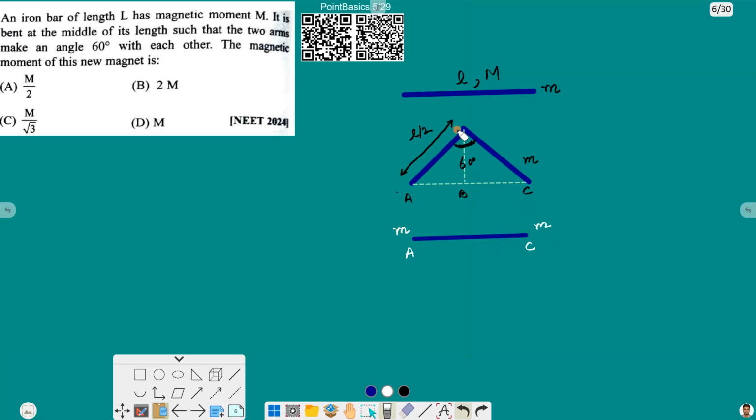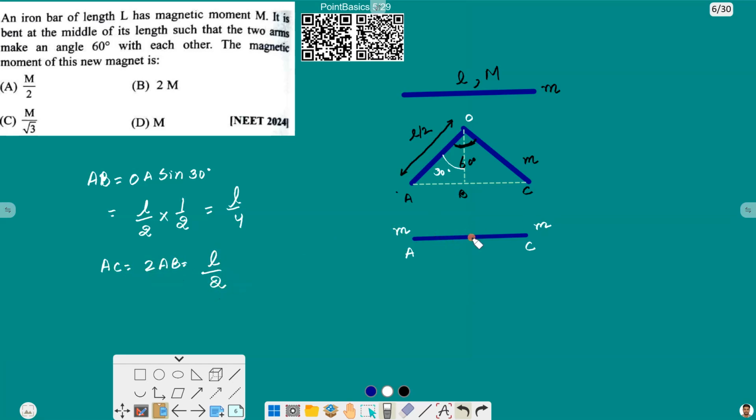Now in this triangle, suppose this point is O. In the triangle OAB, total angle is 60 degree, so this angle will be 30 degree. We know this value, that is L by 2. So AB will be OA sine of 30. Now OA is L by 2, sine of 30 is half, so it will be L by 4, and AC is twice of AB, so it will be L by 2.